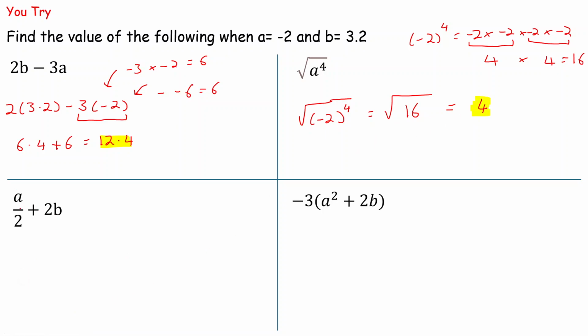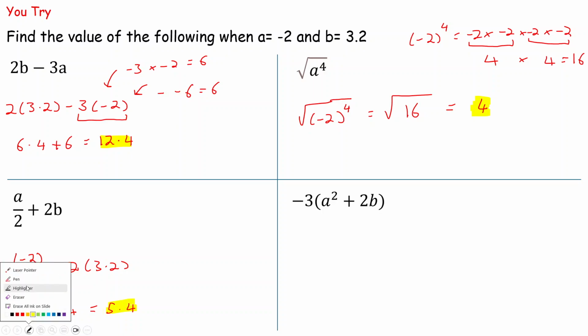Okay, third one, we've got a divided by 2 plus 2b. A is equal to minus 2, so substitute it in using a bracket, and we're dividing by 2. And we're adding on 2 lots of b. B is equal to 3.2. So minus 2 divided by 2, well, 2 divided by 2 is 1, but it's negative, so minus 1. And 2 times by 3.2 is 6.4, so plus 6.4. So this, you could look at it as 6.4 take away 1, which is just 5.4. Okay, and that is our third answer.